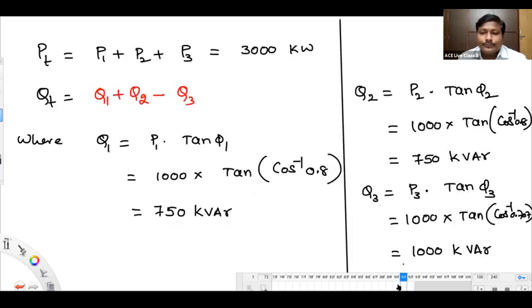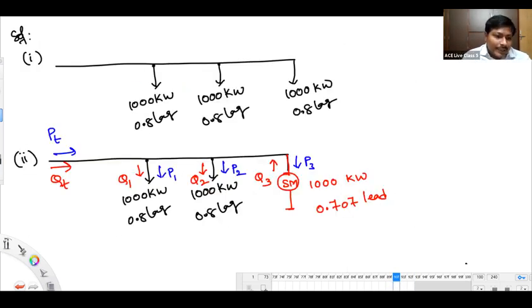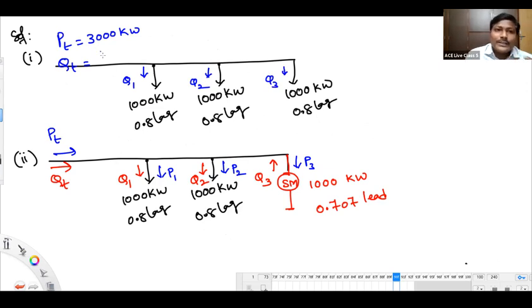Next thing: what is the power factor in the first case? What is PT here? 3000. What is QT? Each motor draws 750, so 3 into 750 is 2250 kVAR. With the help of this PT and QT, if you find the power factor, it will come to 0.8 lag again.